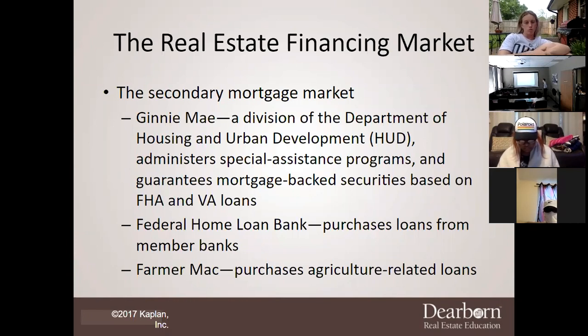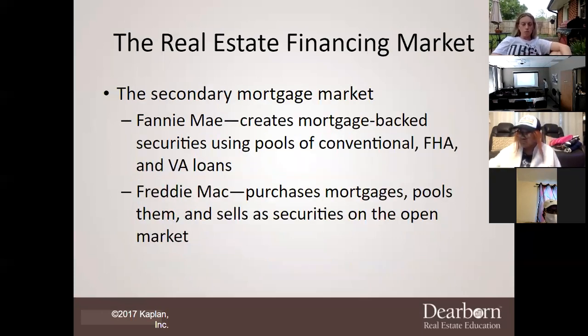Jenny Mae is a division of the Department of Housing and Urban Development, which is HUD, and administers special assistance programs and guarantees mortgage-backed securities based on FHA and VA loans. It's basically an assistance program for getting into the house. The Federal Home Loan Bank purchases loans from member banks. Farmer Mac purchases agriculture-related loans. That was the one I actually remember because it's farmer. Pretty easy to remember, but the other ones I got confused on too. You will likely see these on the test, so just be aware of it.